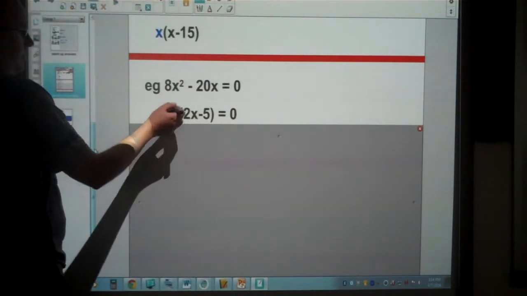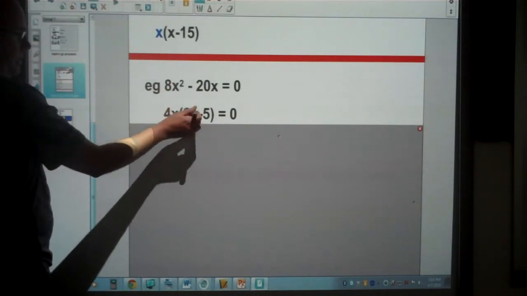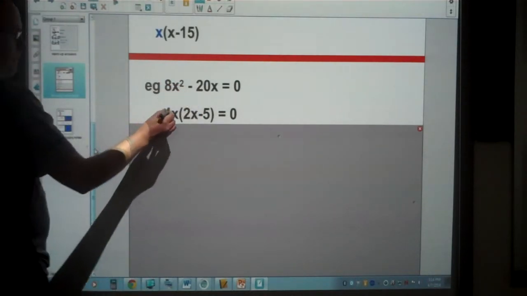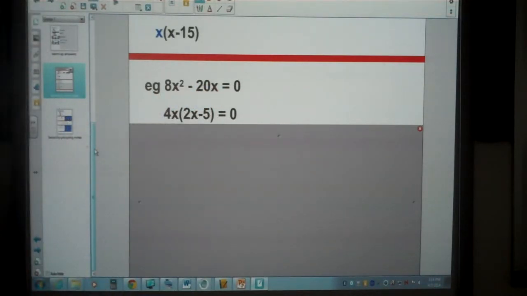Then we've got to look, what do we times 4x by to get 8x squared? Well, 4 times 2 is 8, x times x is x squared. 4 times 5 is 20, and I already have the x, so I don't need anything else.